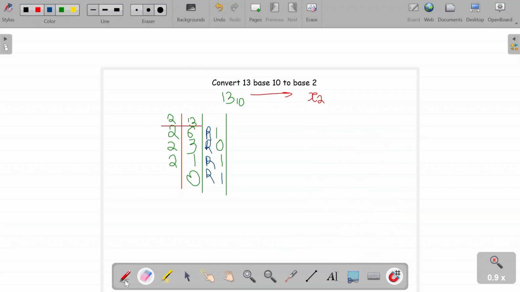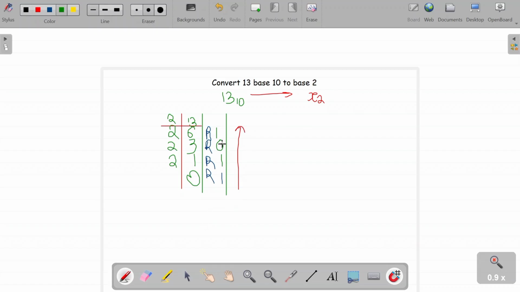There we go. Now we're going to draw an arrow upwards. Let me use a different color like this. So what this arrow simply represents is that we're going to read from bottom to top.